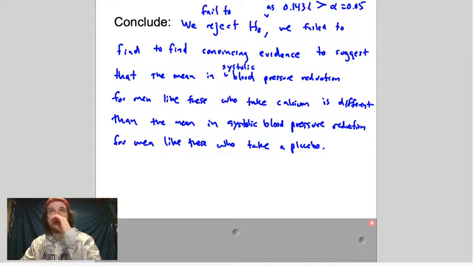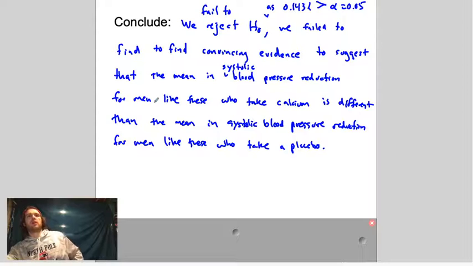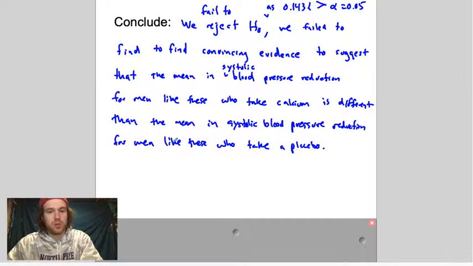We failed to find convincing evidence to suggest that the mean systolic blood pressure reduction for men like these who take calcium is different than the mean systolic blood pressure reduction for men like these who take the placebo. Brutal. I tried to make the context for this question particularly confusing just in case you have to try and structure one like that. I don't know if I want to end on that note.